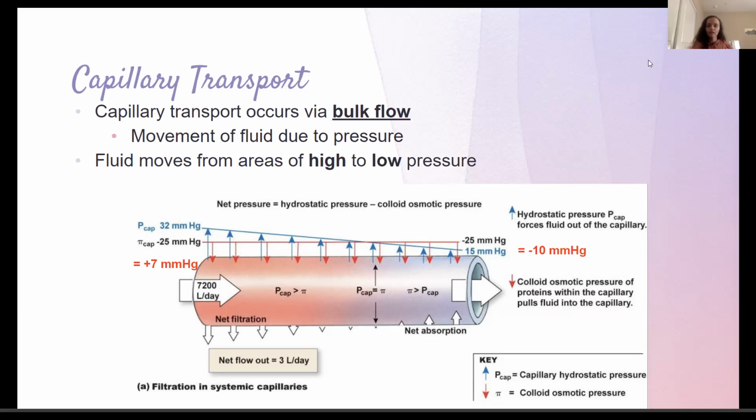So just kind of keep that in mind. This might be a test question: what do we see on the venous end of the capillary? That's usually going to be a net absorption, and then vice versa for the arterial end.